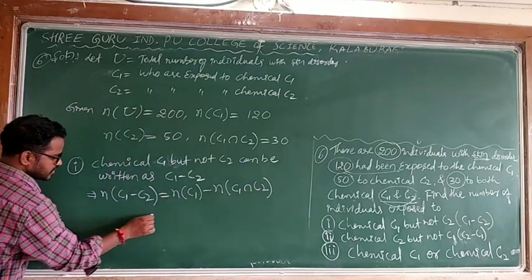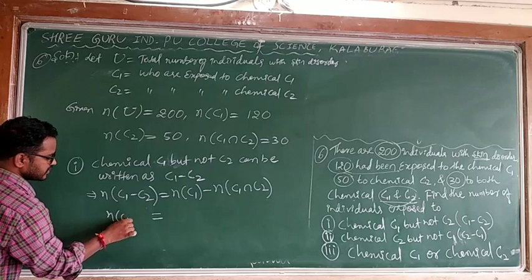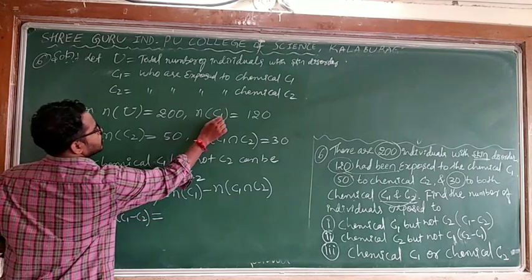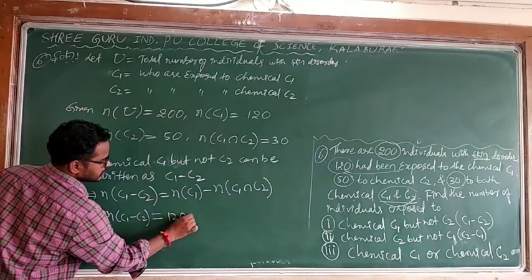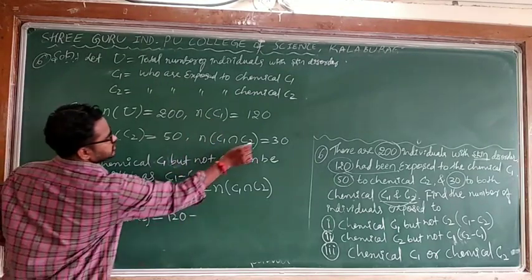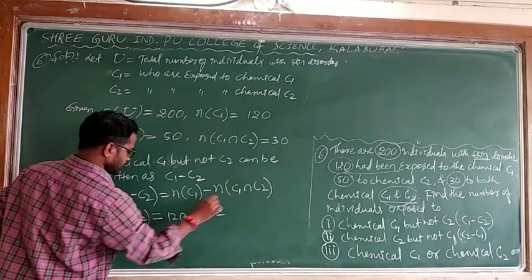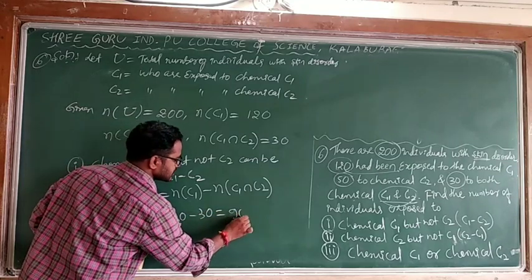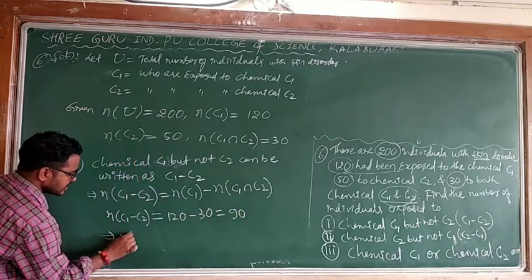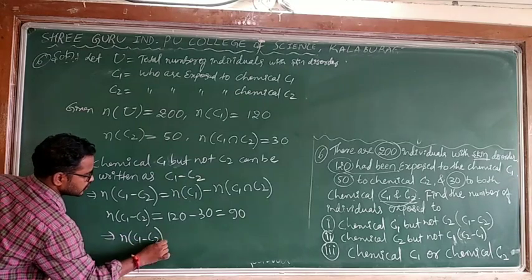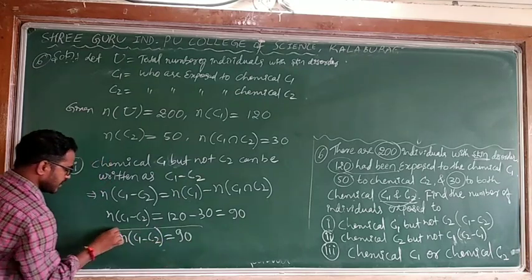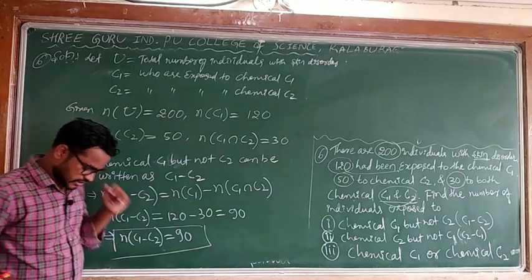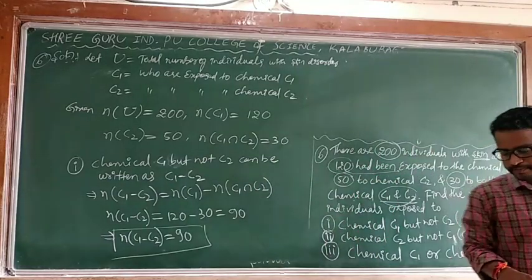Now N of C1 minus C2 will give N of C1, which is 120 members, minus N of C1 intersection C2, which is 30. 120 minus 30 is 90 members. It implies that N of C1 minus C2 is 90. So 90 individuals are exposed to C1 but not C2. This is the first bit.